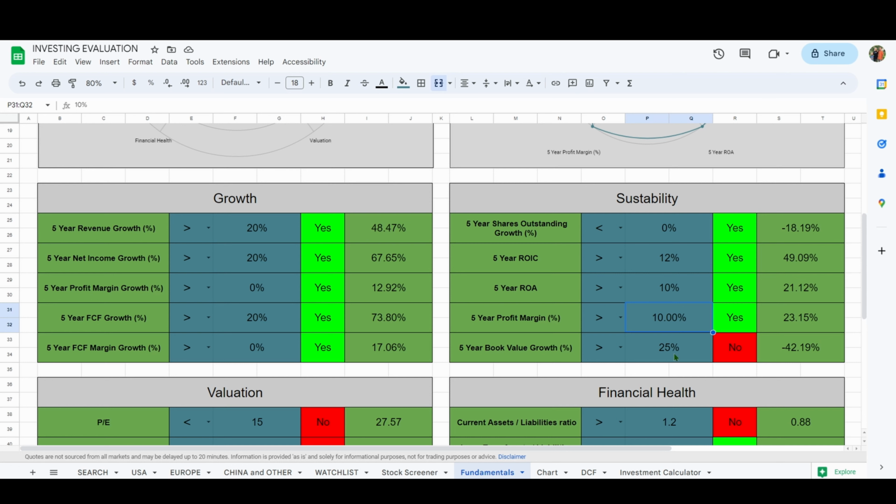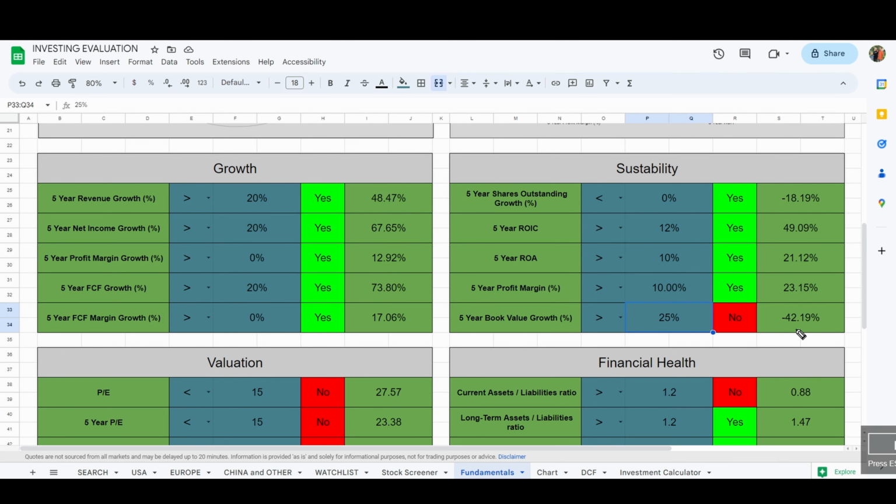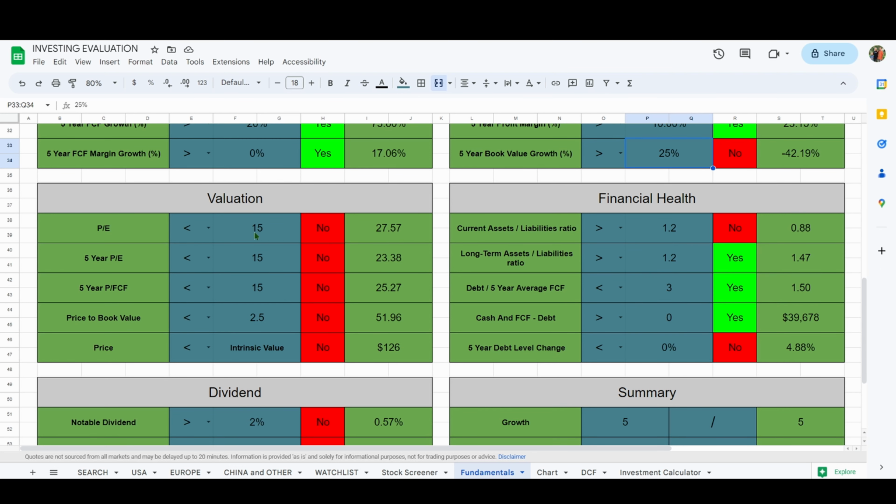Now the 5-year book value growth, we want to see above 25%. By the way, these are all per the 5 years. It's not yearly. That would be crazy. But we want to see growth. In the case of Apple, the book value is actually declining.